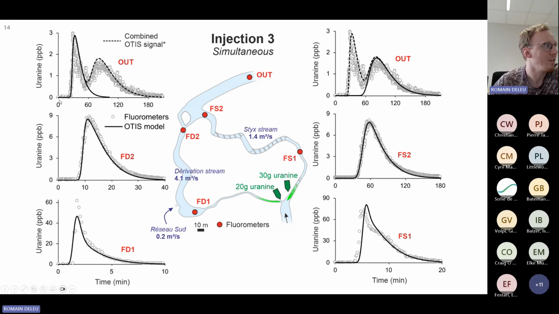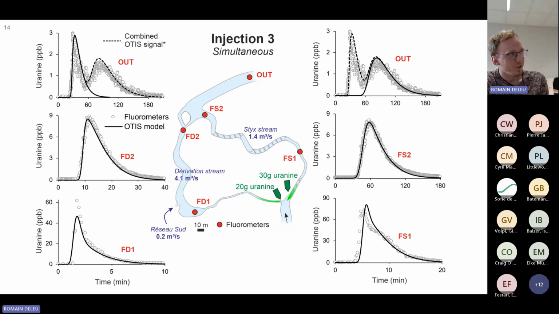The Otis model is the line, and you can see the line on the left side of the figure is the curve from the derivation from the model. And if we combine this curve with the curve coming from the stick stream, on the right side of the figure, we get the double peak. This is the dashed line on the out fluorometer. And this double peak seems to match correctly the double peak measured on the fluorometer. So that means the model can successfully model the combination of the 2 peaks into a double peak breakthrough curve.